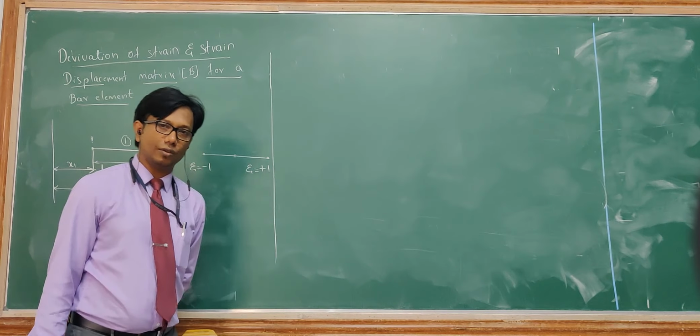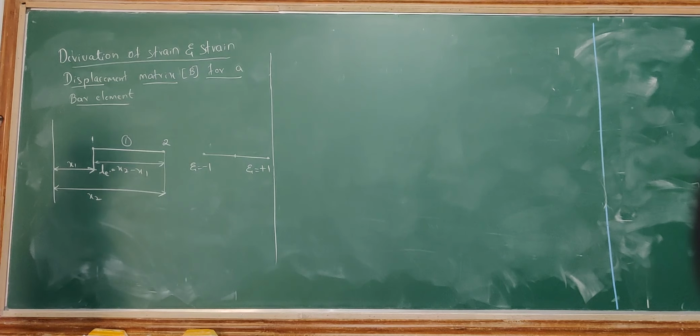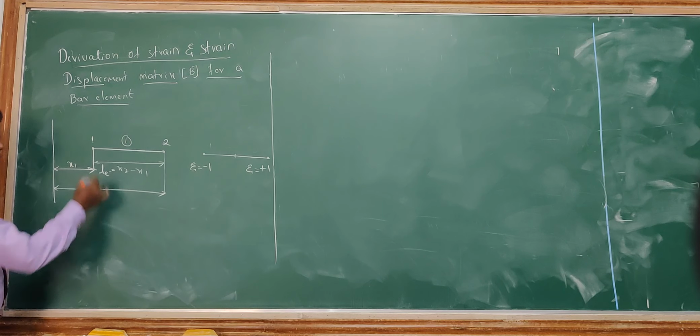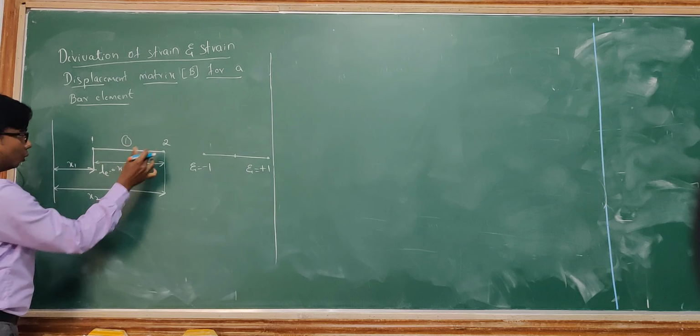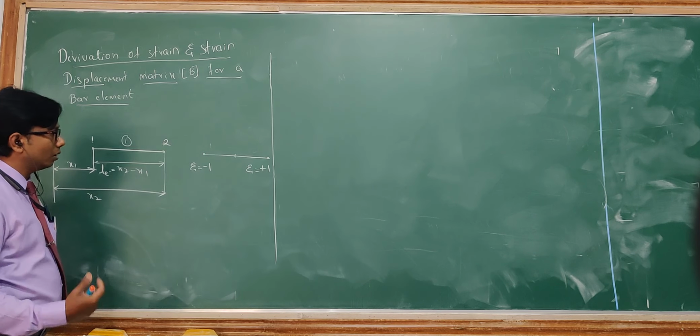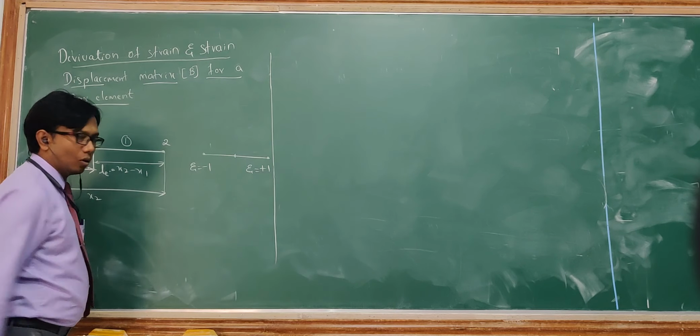For derivation of a stiffness matrix for solving a 1D bar problem in FE. Okay, so you can see that we have taken a one-dimensional element. This is particularly a one-dimensional element which has two nodes. Okay, so I have given the coordinate system in both types, that is the global coordinate system as well as the natural coordinate system.